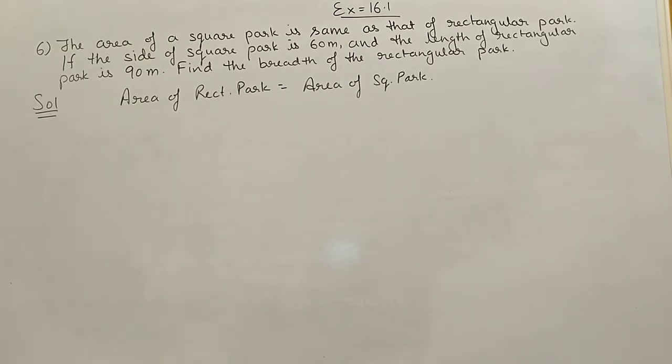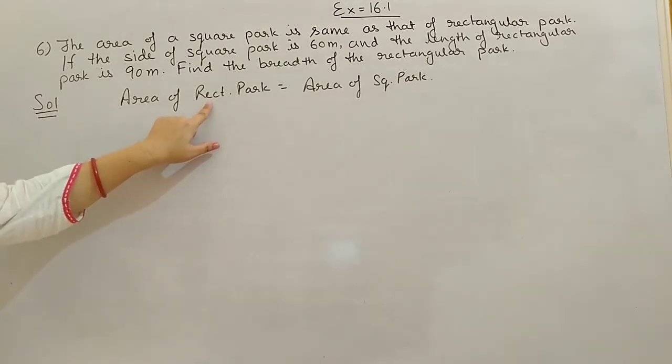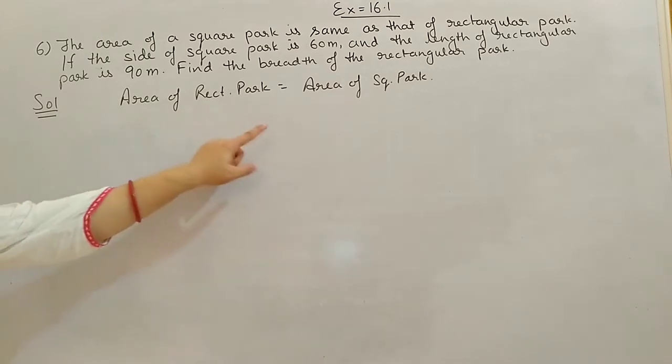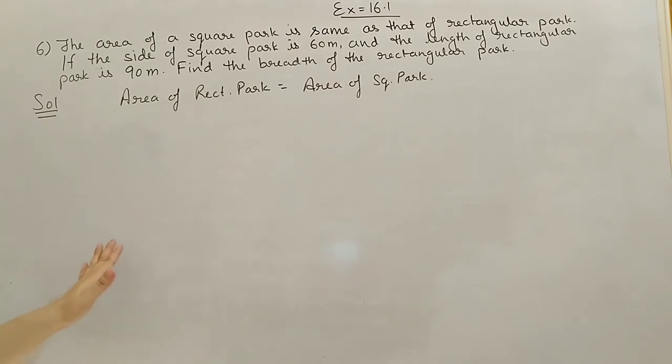Next question number 6. The area of a square park is same as that of a rectangular park. If the side of a square park is 60 meter and the length of rectangular park is 90 meter, find the breadth of rectangular park. So in the question it is given the area of both the parks is the same. One park is rectangular, another park is square. Both the areas are same. So we will start from here.